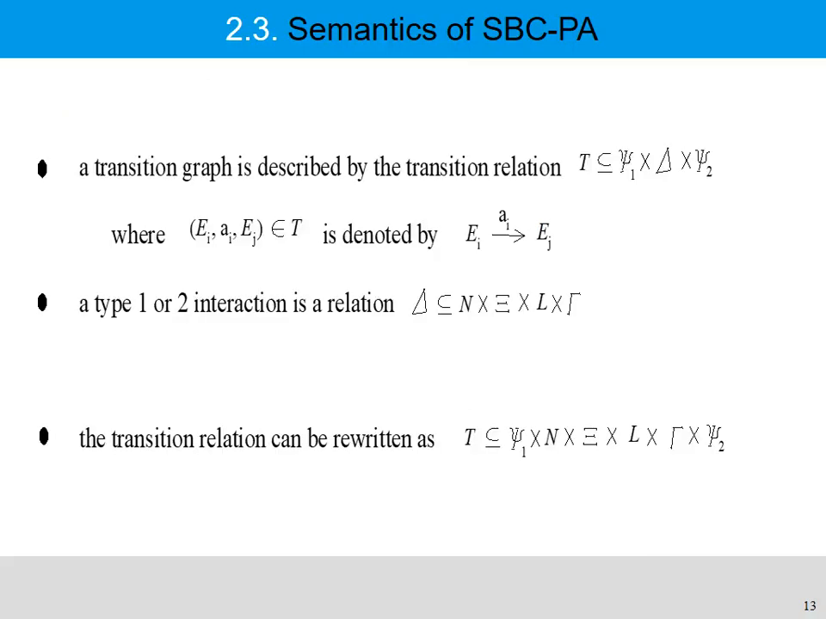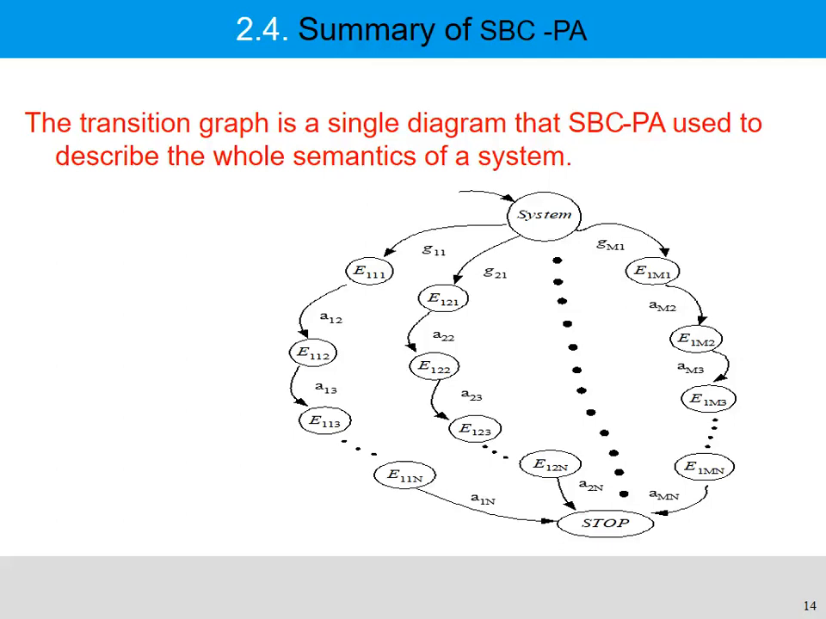A transition graph can be described by the transition relation T with 3 attributes. And we further extend this T relation from 3 attributes to 6 attributes. We summarize the description of SBC process algebra. The transition graph actually is a single diagram that SBC process algebra uses to describe the whole semantics of a system.